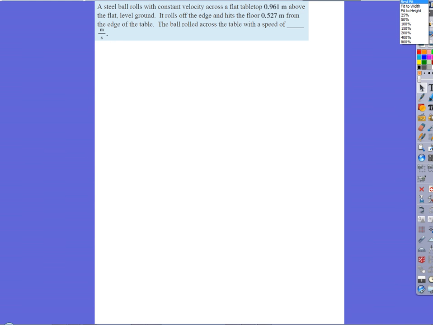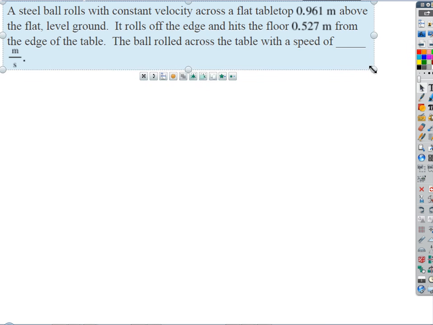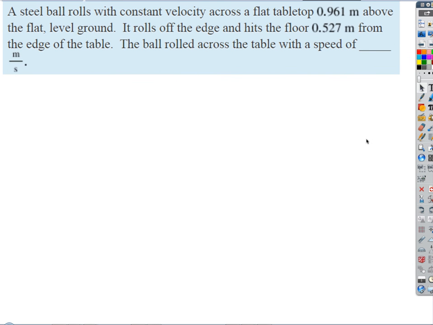Okay, so let's think about this in terms of horizontal and vertical motion then. So we just got this ball rolling at a constant speed horizontally across a table. So right as it leaves the edge of the table, what's its vertical velocity? No, that's the acceleration, it's negative 9.8, right? Right as it leaves the table, is it moving vertically? So what's its vertical velocity? 0. So the initial vertical component of velocity is 0, right?